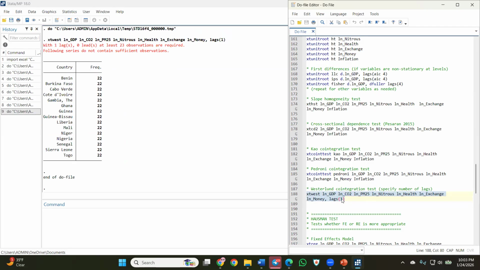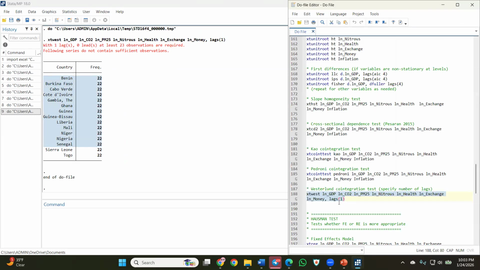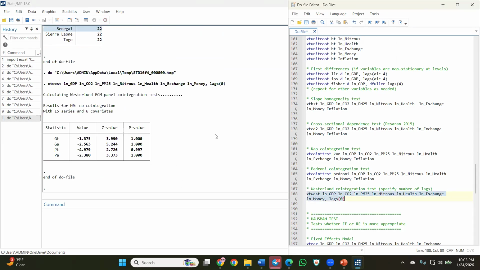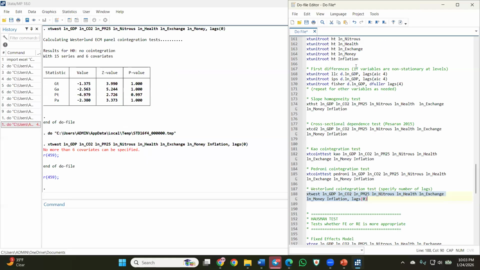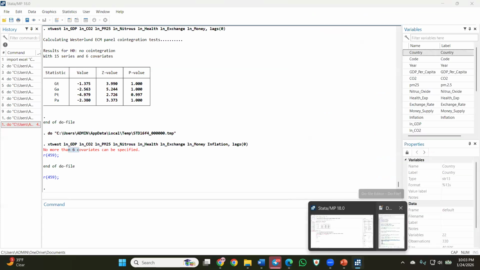I think the Westerlund, if it was giving us, they said that our period is not enough. So let me add the inflation and see. You see, no more than six covariates can be specified. So it's because the variables are more than six. That's why I dropped the inflation.